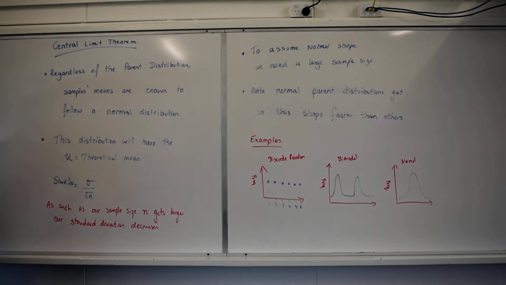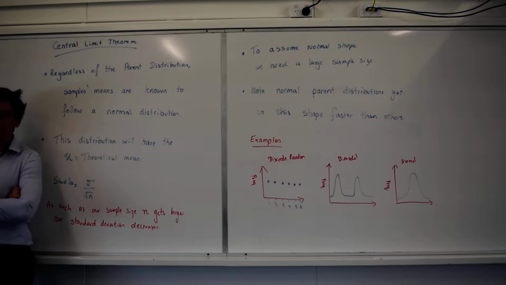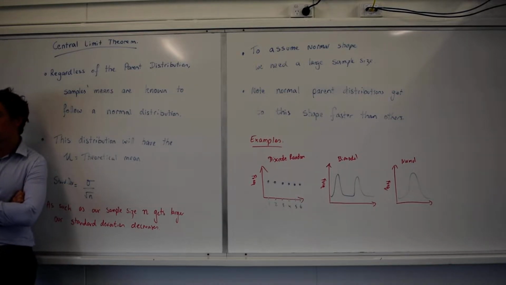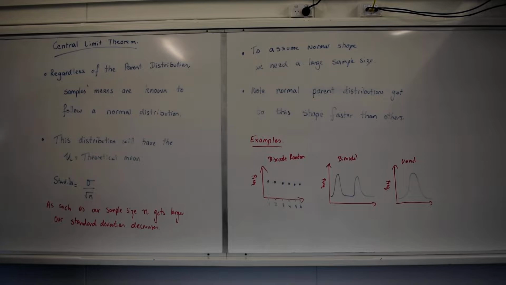I can get every single bunny in the population, weigh them, put them on a graph, and talk about the distribution like that. What's the problem with that? It's hard to do. Very hard to do. So instead of doing that, what I do is I create a whole bunch of samples. So I grab, say, 5 bunnies and I weigh them.